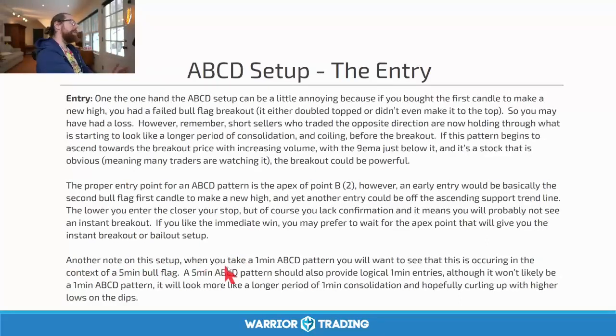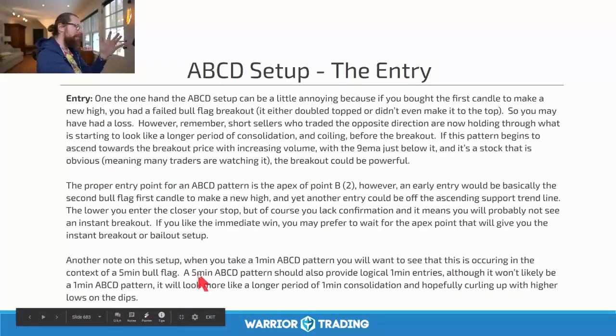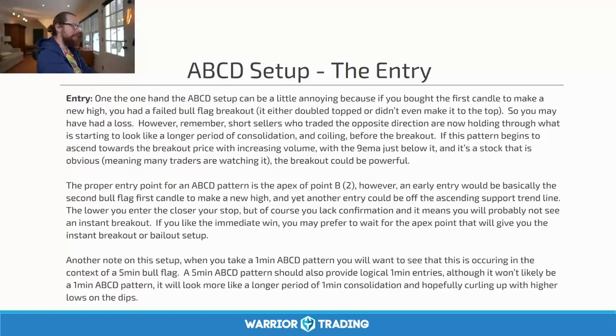So another note on this setup is when you take a 1 minute ABCD pattern, you'll want to see that this is occurring in the context of a 5 minute bull flag. And a 5 minute ABCD pattern should also provide logical 1 minute entries. And in the case of SCKT, the 1 minute this morning was not really as strong. It was very clear on the 5 minute, but the 1 minute was a little extended at that entry point, and that certainly would have presented, and in that case did present, a little bit more risk. So we like to see that multi-time frame alignment.